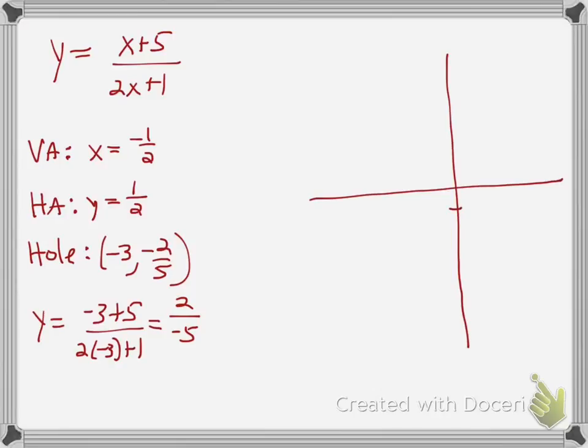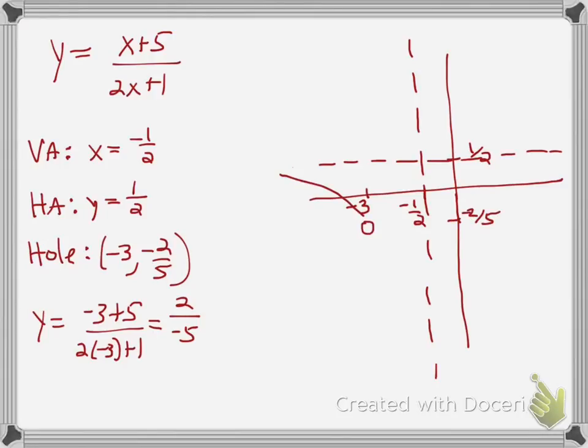All right, now I'll draw my xy axis. I'm going to draw my x value of negative 1/2, that's my vertical. My y value of positive 1/2, that's my horizontal. So I'll draw my vertical asymptote and my horizontal asymptote. Now the other thing that I'm also going to do is plot the point negative 3 comma negative 2/5. And that is going to be my hole.